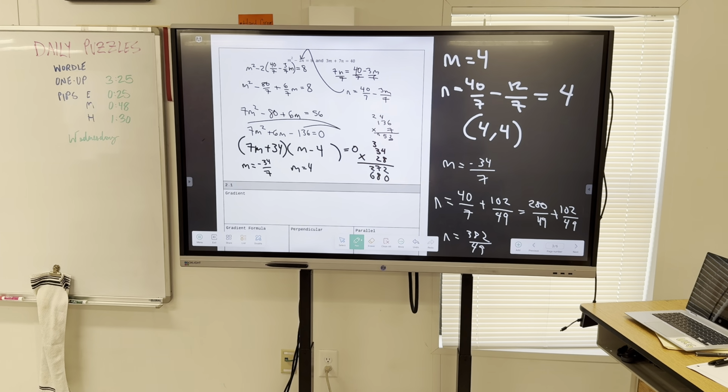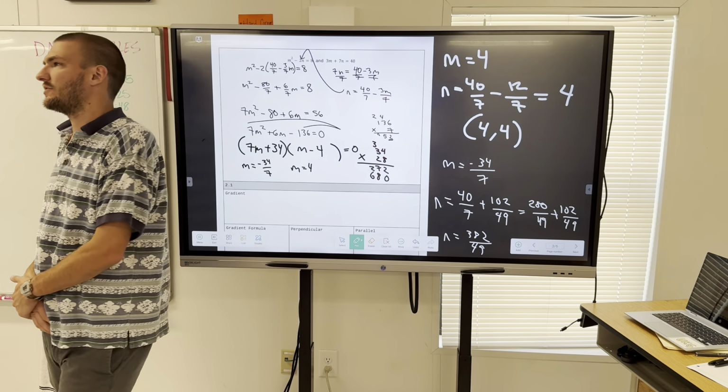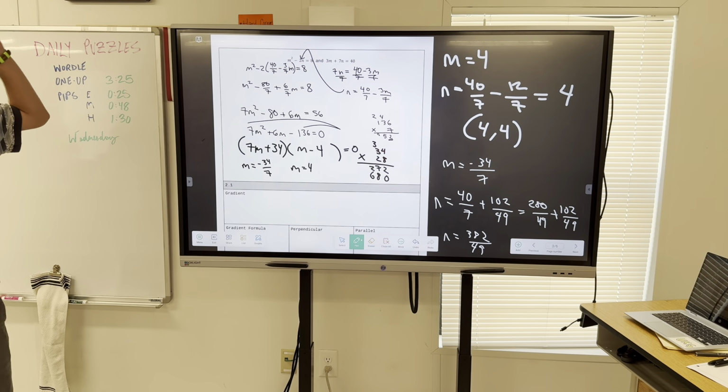And that does not simplify. It's just the worst decimal ever. Okay, that is legit. We did it. We found the 2 places where these cross. Let's talk about this for a second.